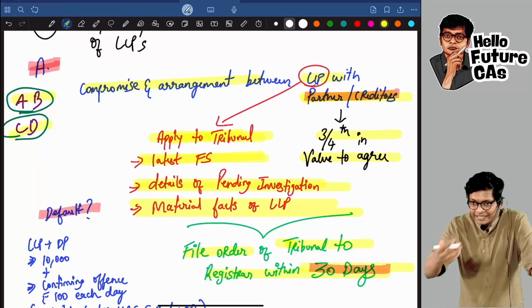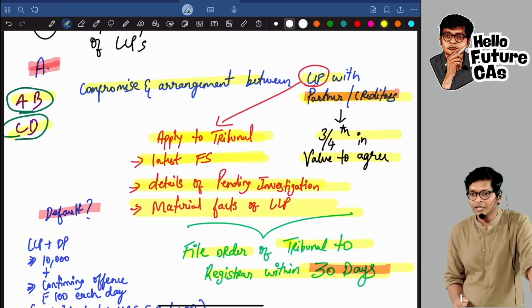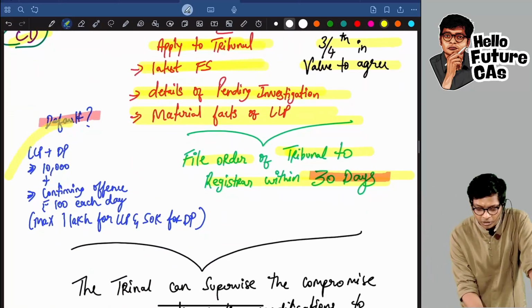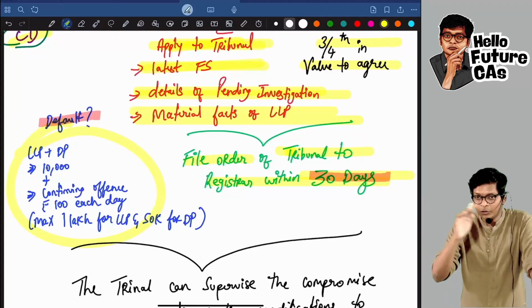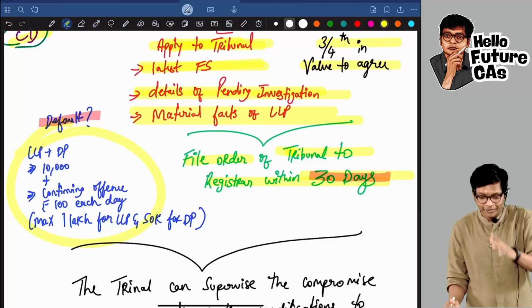In this, if I gave wrong information, trying to play around with the tribunal, slapping the judge, all those things, you have some LLP and designated partner penalty, guys. Slapping the judge and all, where is the penalty? They will put you in jail, guys. Don't think 10,000 rupees only.